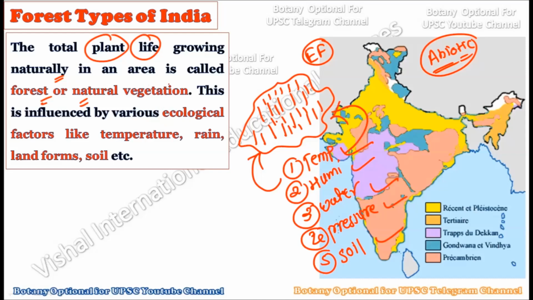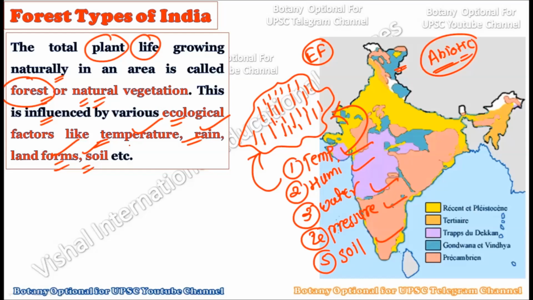Basically, according to the abiotic factors, a group of plants which are growing naturally together can be considered as a forest or natural vegetation. Now, this is influenced by various ecological factors, as we have discussed, such as temperature, rainfall, and soil. All of these are abiotic factors, and these abiotic factors primarily decide which type of forest is going to be created in any particular area. Since it all depends on the abiotic factors, we find different types of forest in different areas.